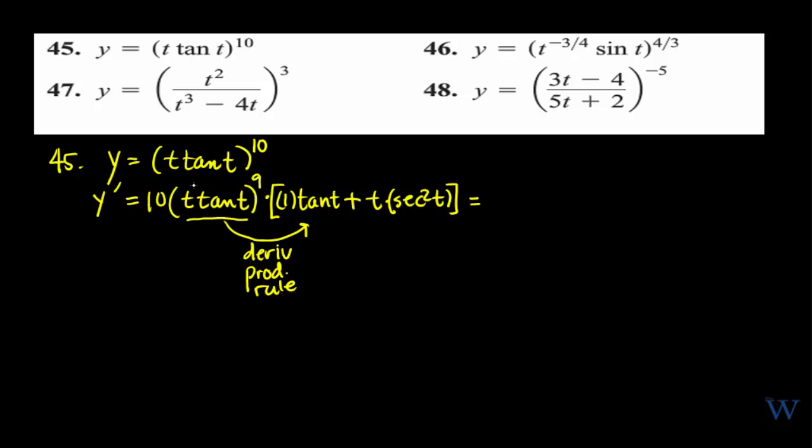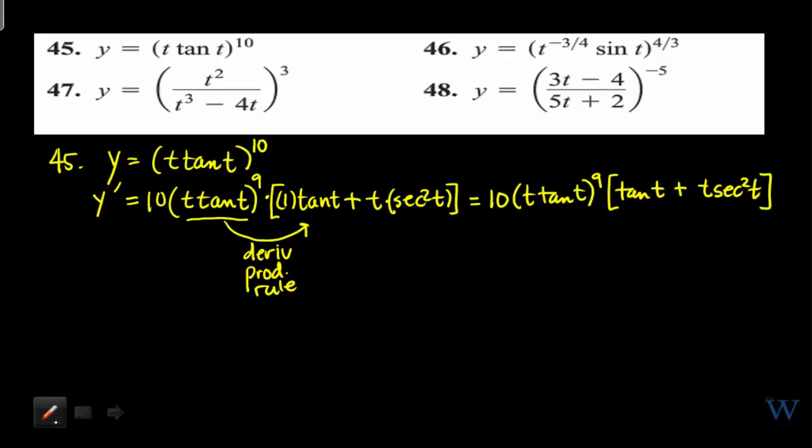simplifying. Okay, so if we look at this, it's just 10 times t tangent t raised to the 9th multiplied by tangent of t plus t times secant squared t. There we have it. There might be other ways to simplify, but I think that would be a final answer. Alright, suppose we want to do, say, number 48.